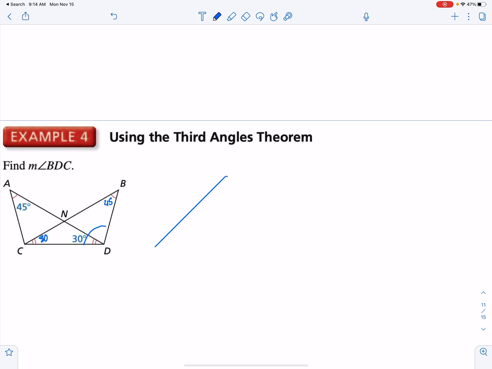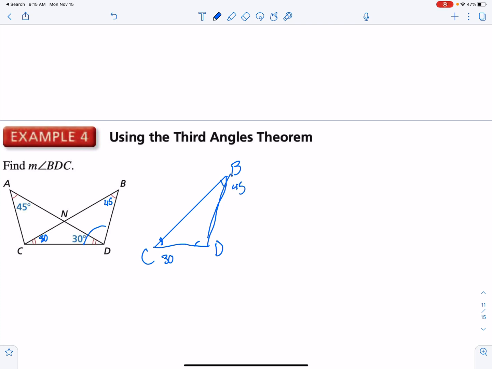So now, if I take that triangle out, so I have triangle BDC, and I'm going to try and draw it here, not terrible. There's B, there's D, there's C. I know part of angle D, but I know this whole angle right here is 30 degrees. I know this angle up here is 45.